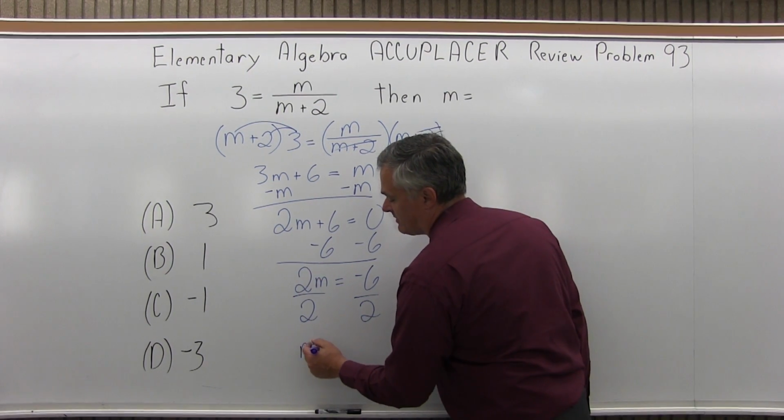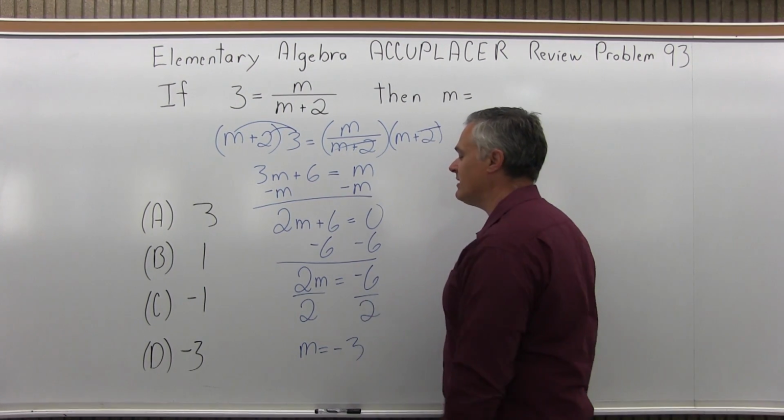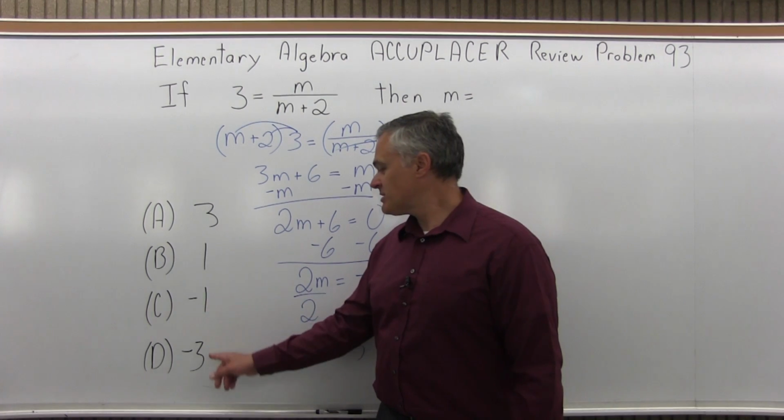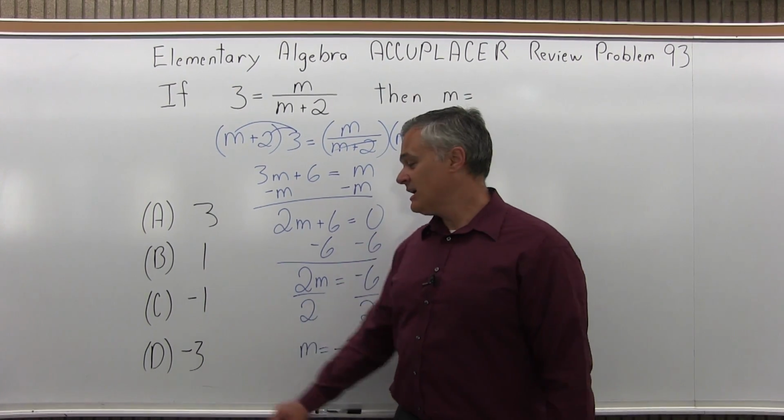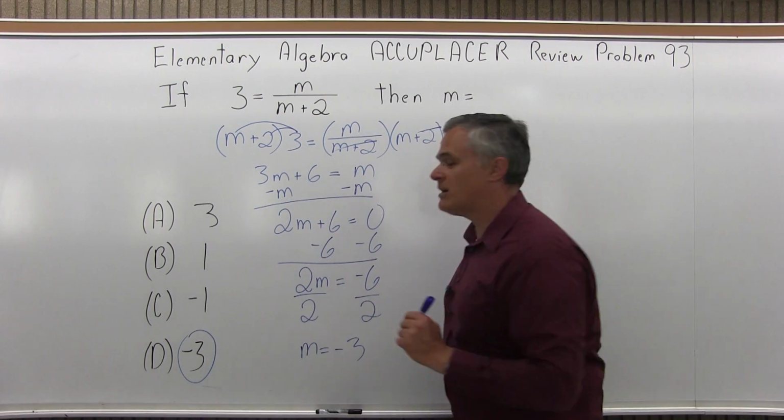2m over 2 is m. Negative 6 over 2 is negative 3. Again, don't lose the sign. As I look at my possible options, my answer of negative 3 is one of the options. So the answer for problem number 93 is option D.